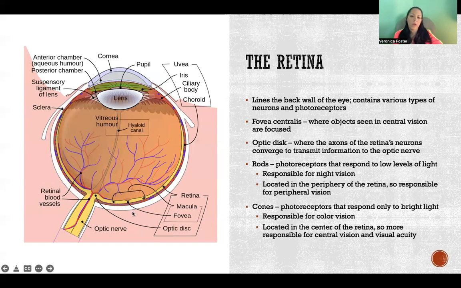Okay, so they are giving us peripheral vision because our central vision is occurring at the fovea, and that's where we have a higher concentration of cones. So cones give us color vision. They're responsible for color vision, and they are located mostly in the fovea, mostly at the center of the retina. So they give us central vision and visual acuity and color vision.